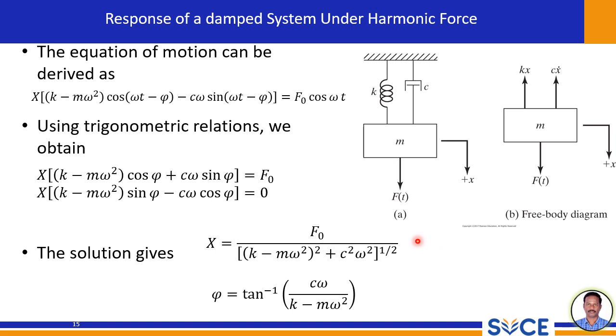The amplitude x now depends on the damping coefficient c. Phase angle phi is no longer 0 or 180 as in the undamped case. We will have different phase angles. We will delve deeper into the implication of this equation, first the amplitude equation, and later we will go for the phase angle phi.